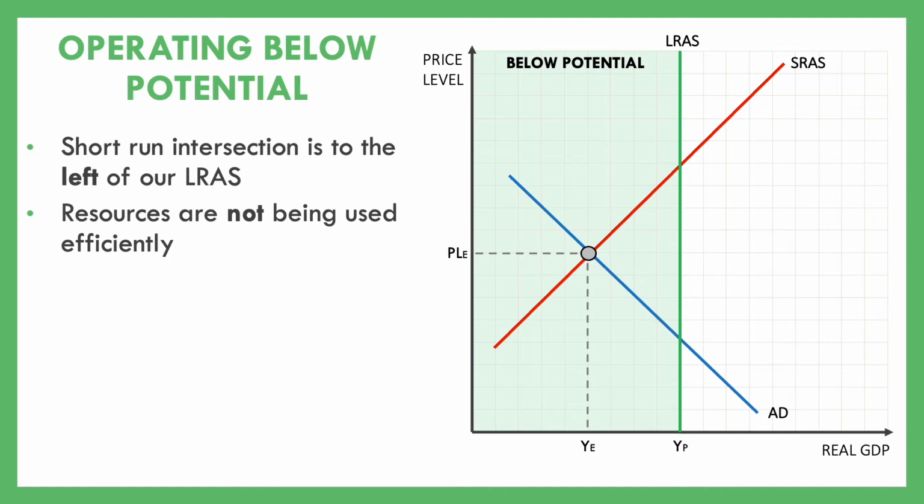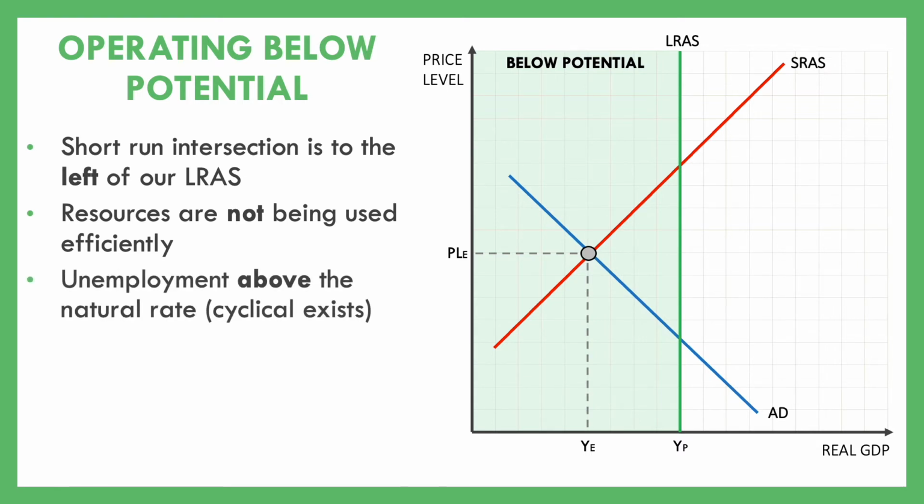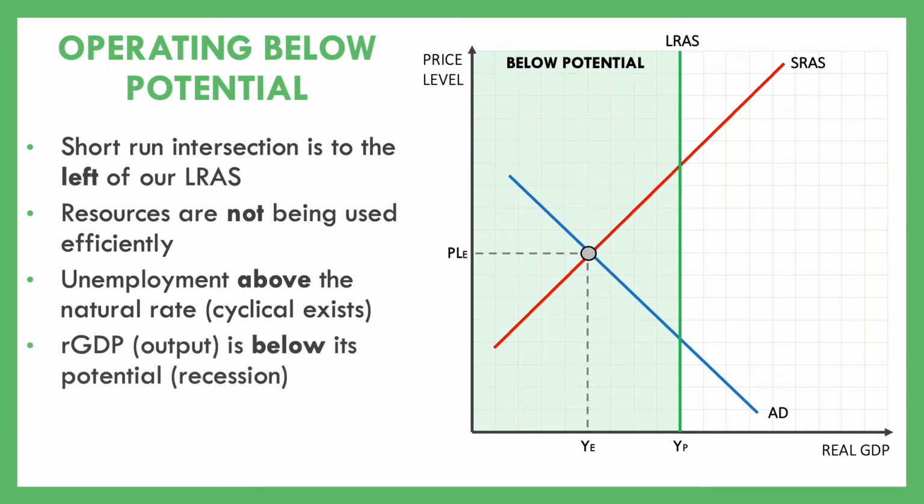And since we're not using our resources efficiently, we're not creating an output that is equal to what we could be doing. This means that our unemployment is above the natural rate. And so because it's above the natural rate, we have cyclical unemployment. Some of that bad type of unemployment exists. We say that our output is below its potential. This means we're in a recession.